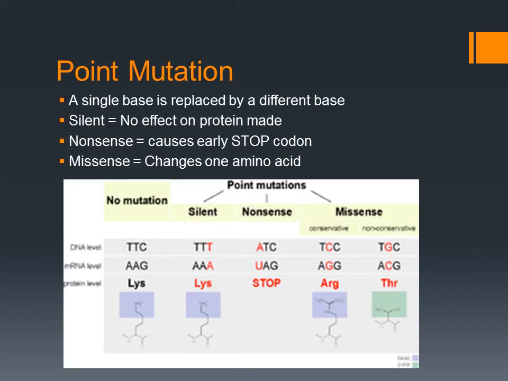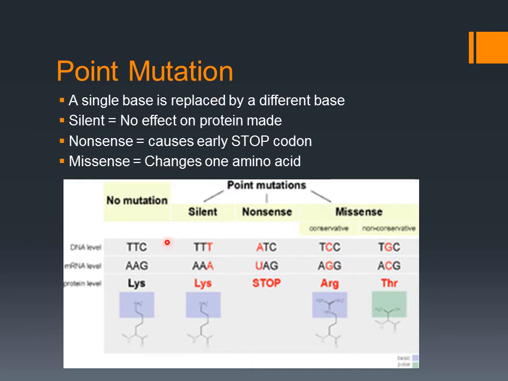So the first gene mutation we're going to talk about is a point mutation. And this is when a single base is replaced by a different base. So remember all the A's, C's, T's, and G's in the DNA? When one of those letters is switched to a different letter, that's a point mutation. And there's a couple different things that can result from this.